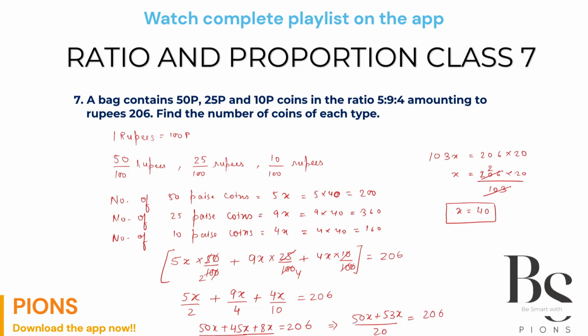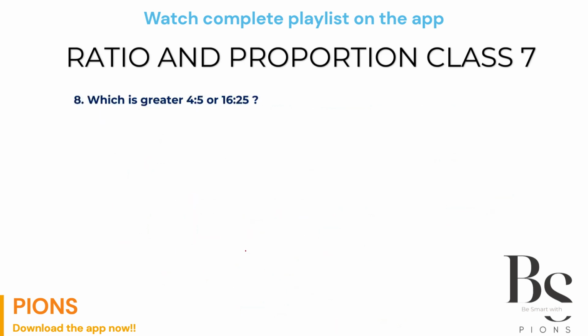So our last question is this one. It says, which one is greater, 4:5 or 16:25? So it is simply comparing the two ratios. Which one is greater? So here I'll write this 4:5 as 4 by 5 and 16:25 as 16 by 25. Now what is the technique to check which one is greater? Look at the denominators first and convert them into a single one. Single one means the same denominator.